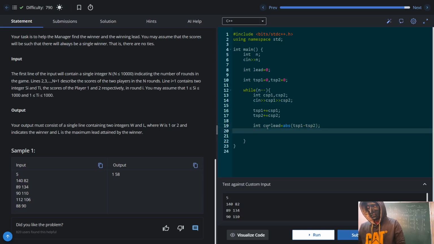Why absolute? Because it may happen that total score of player 1 is greater, so in that case you will get lead in negative, but that is not the case. So that's why we are taking the absolute value.